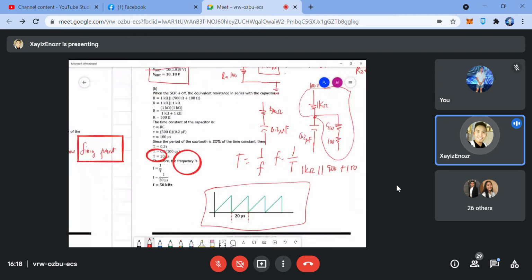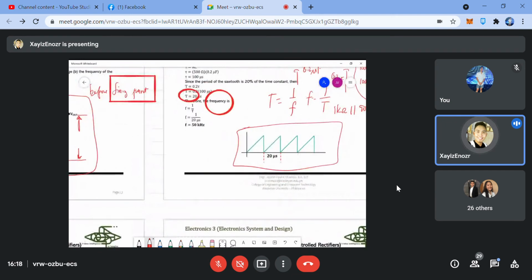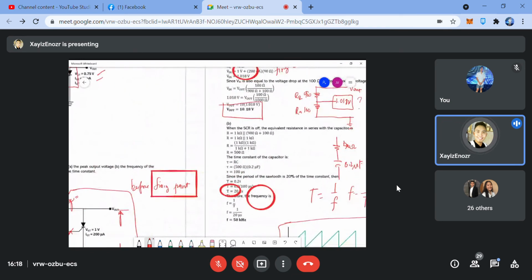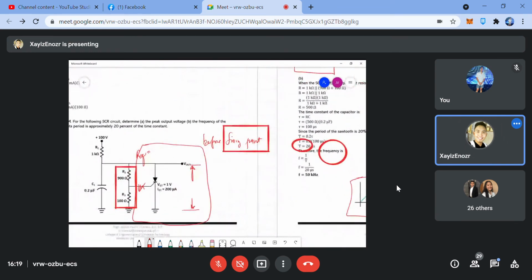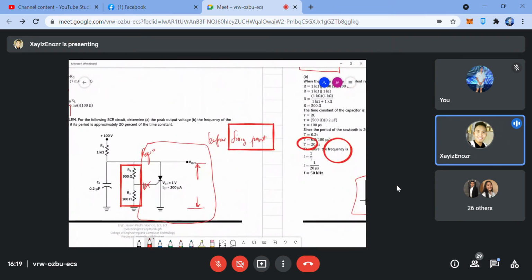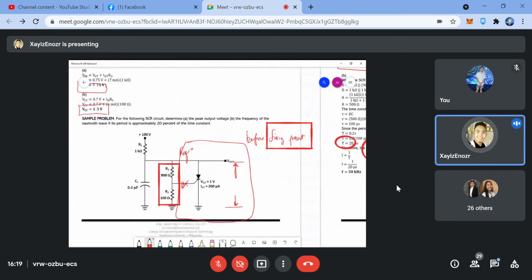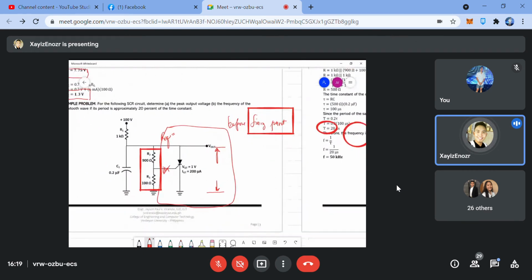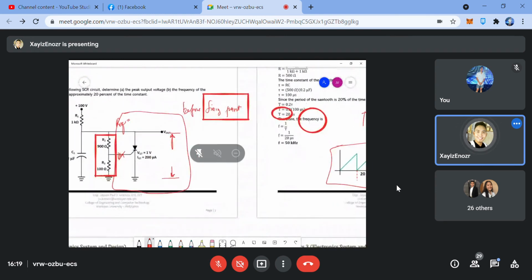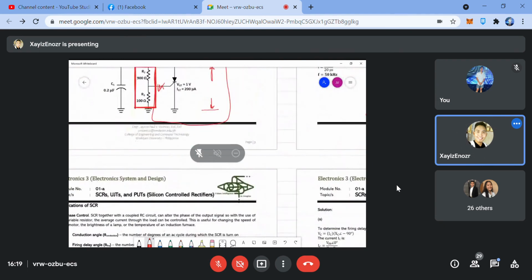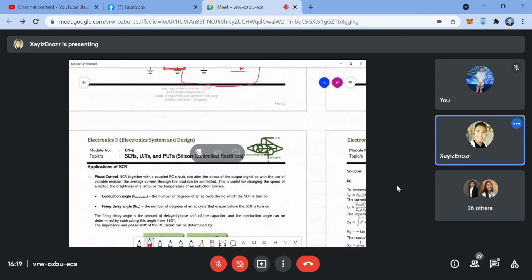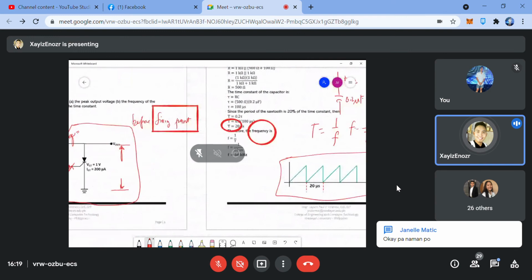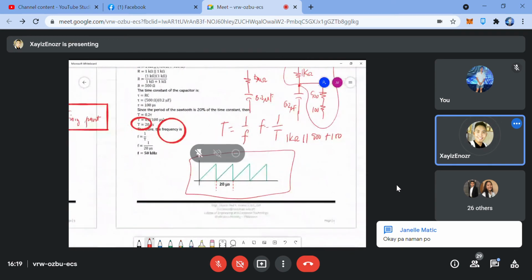So may question ba about sa SCR? May input voltage, kailan nag-on? May question ba so far? Problem? Sample? Uy, ano, may question ba so far? Okay lang? Ano, okay lang? May question ba? Wala. Wala po, sir.